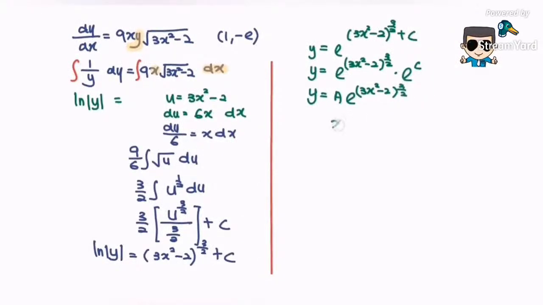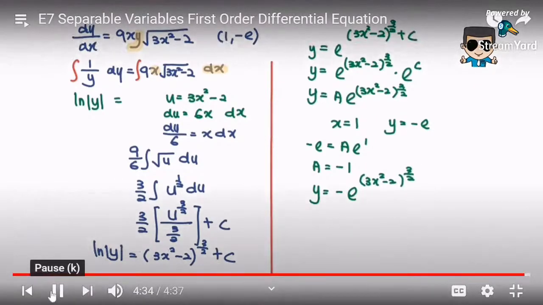So when x is equals to 1, y is equals to negative e. Kindly substitute the situation. We will have negative e is equals to a e to the power of 1. So in here, we can compare the situation, or we can simplify the situation, where we have a is equals to negative 1. So finally, y is equals to negative 1 multiplied with e to the power of (3x squared minus 2) to the power of 3 over 2. So here we are.